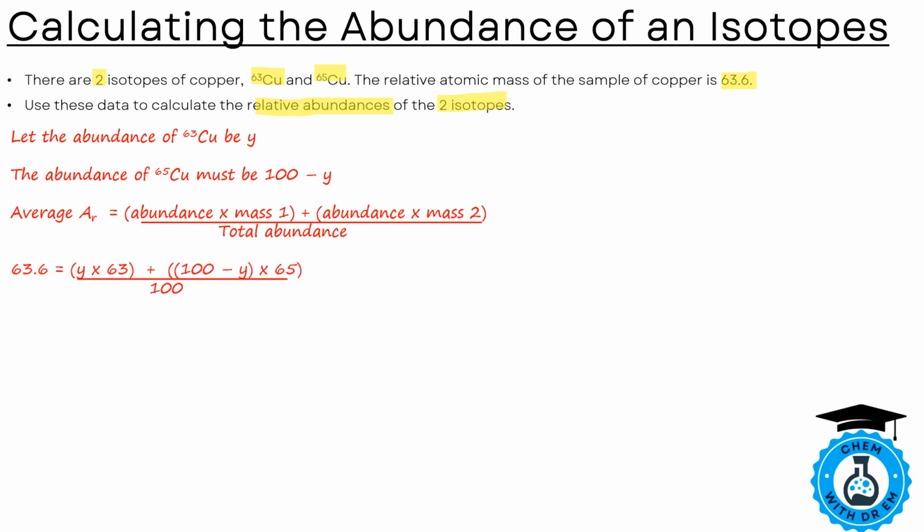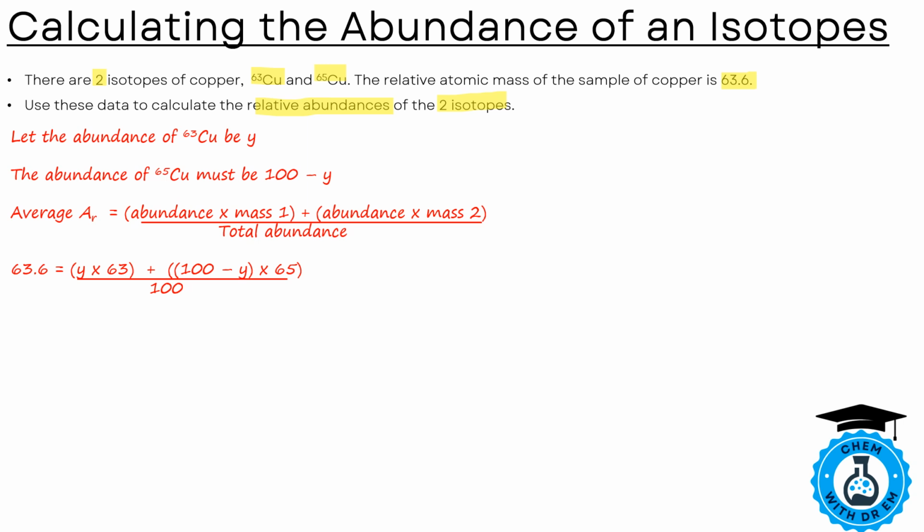So our average relative atomic mass is 63.6. That equals y times 63 plus 100 minus y times 65, over the total abundance, which is a percentage, which is 100%. Now I have to be confident at multiplying out those brackets. Again, I'm doing this step by step, but you might be able to do this quicker and combine multiple steps.